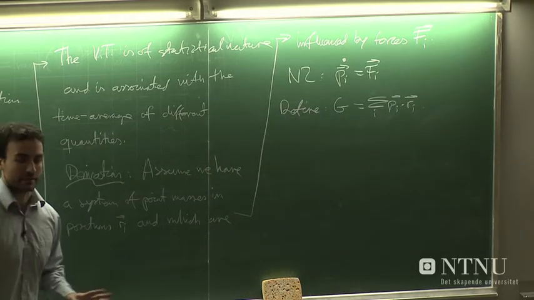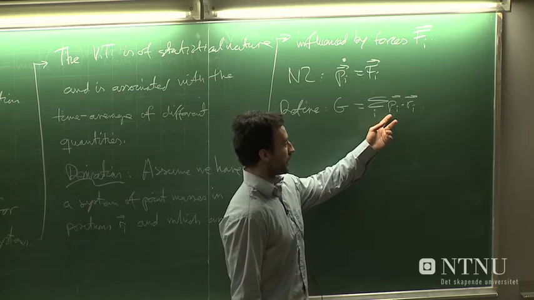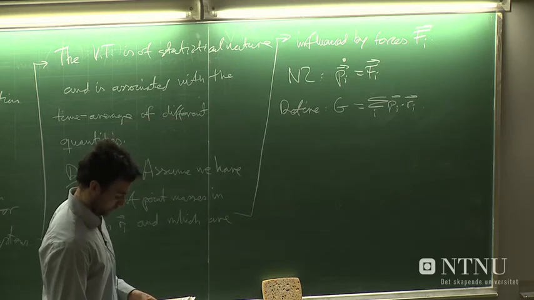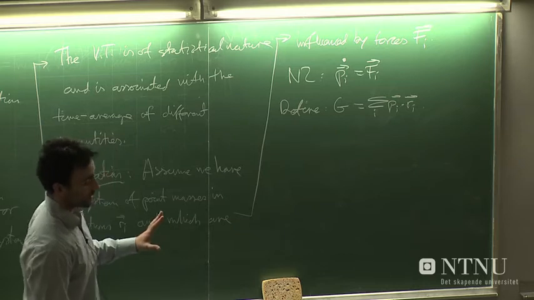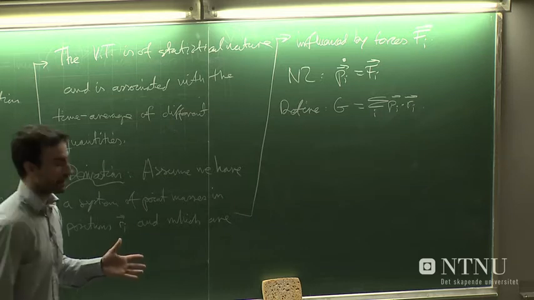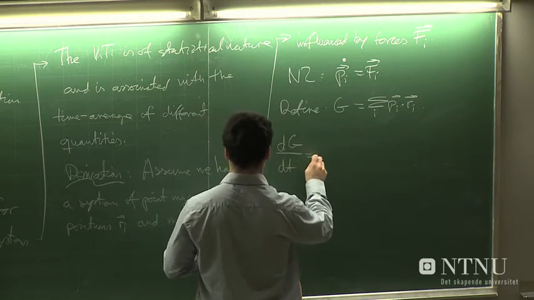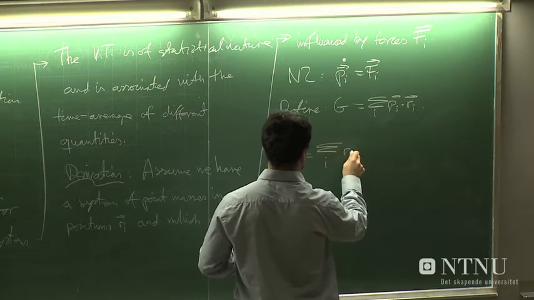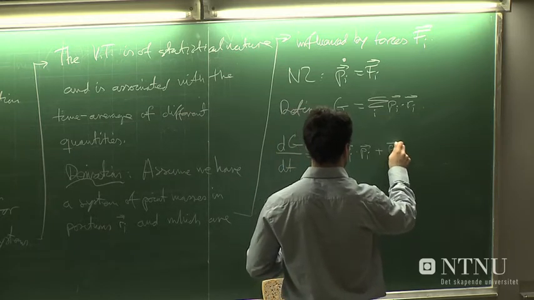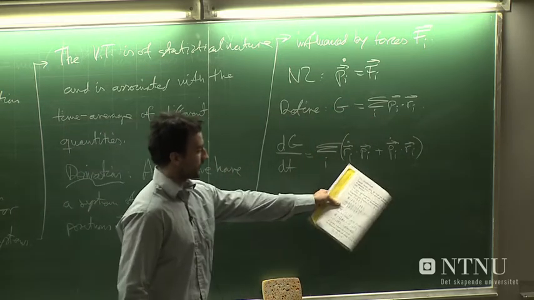And now let me define this quantity G. It's the sum over all particles, and the summand is the momentum dotted with their position. So it might seem a bit artificial to introduce this quantity at this point, but you'll see why it's useful. So the time derivative of G would look like this.